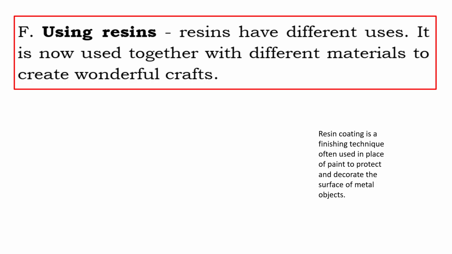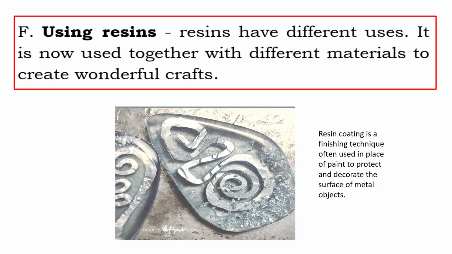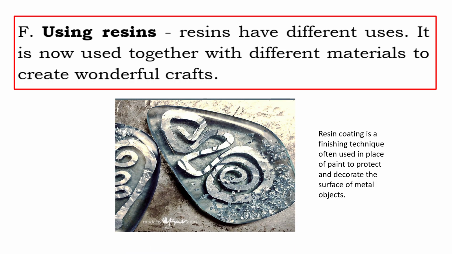Okay, using resins. So what is resin? It is a coating or finishing technique often used in place of paint to protect and decorate the surface of metal objects. So resins have different uses. It is now used together with different materials to create wonderful crafts such as this picture.